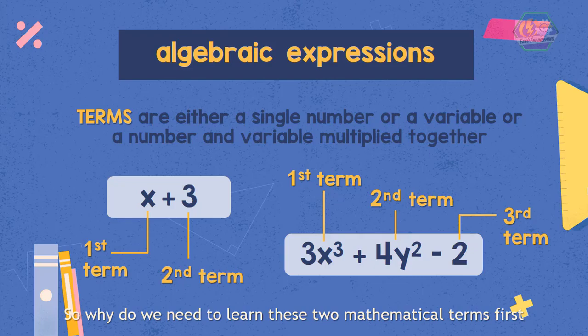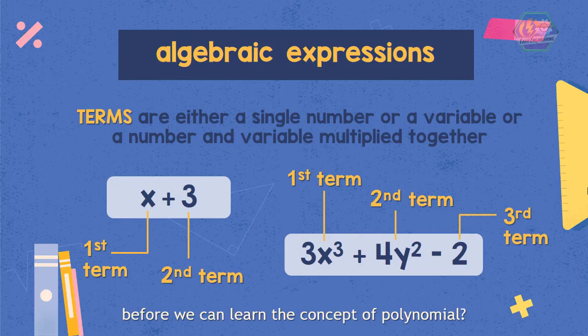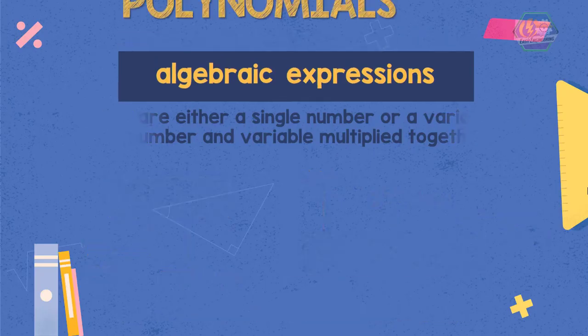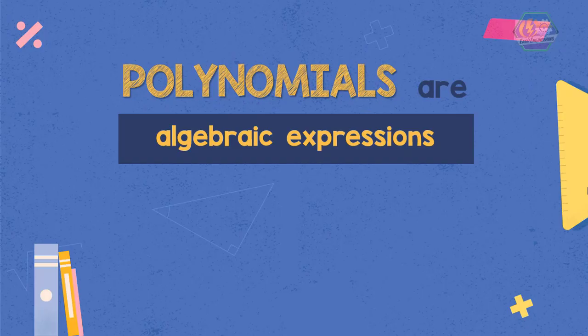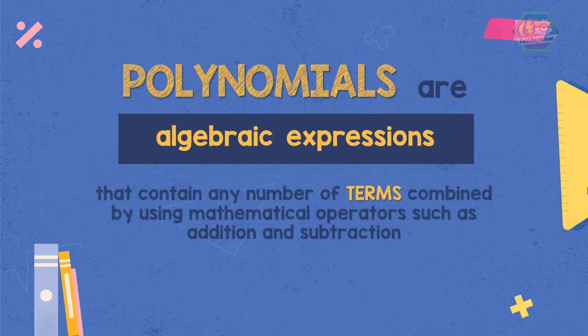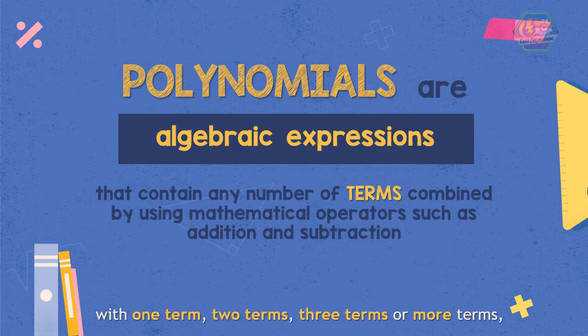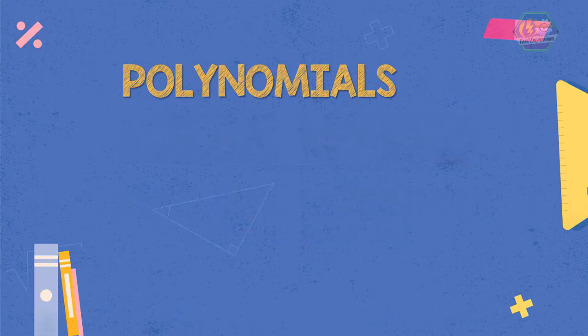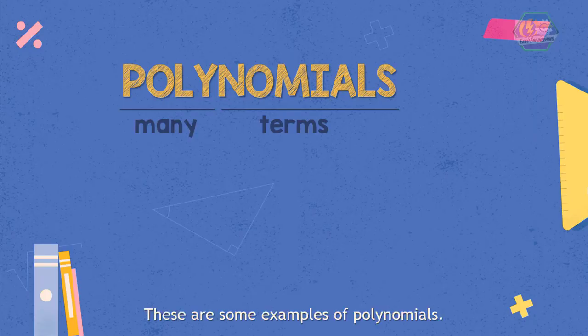So why do we need to learn these two mathematical terms first before we can learn the concept of polynomial? It is because polynomials are algebraic expressions that contain any number of terms combined by using mathematical operators such as addition and subtraction. So if you have an algebraic expression with one term, two terms, three terms, or more terms, they are called polynomials. Polynomials also come from the word poly, which means many, and nomial, which means terms. These are some examples of polynomials.